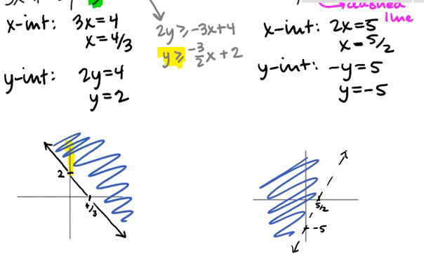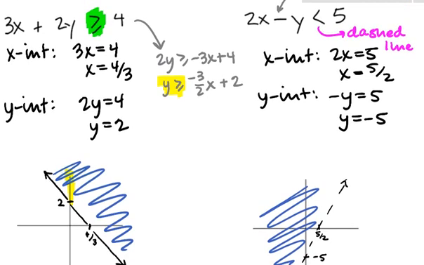Okay, so the thing about where we're shading, right? That was the only thing I saw going wrong when I was walking around. I saw dotted lines. I saw the intercepts going real well for us, so that's a good thing. But like, why are we shading above where it says y is less than?